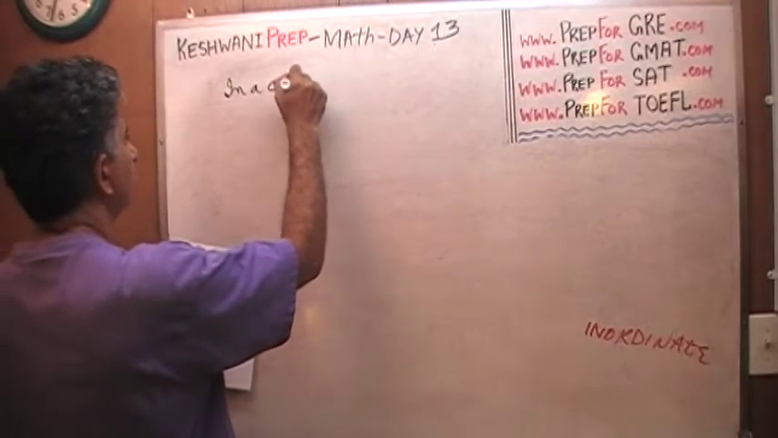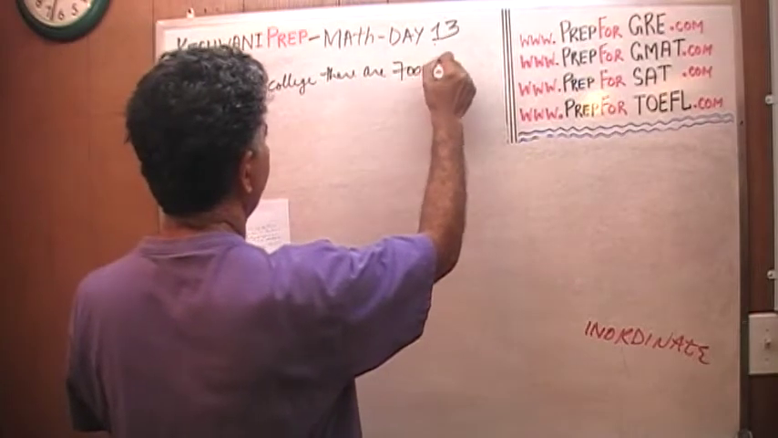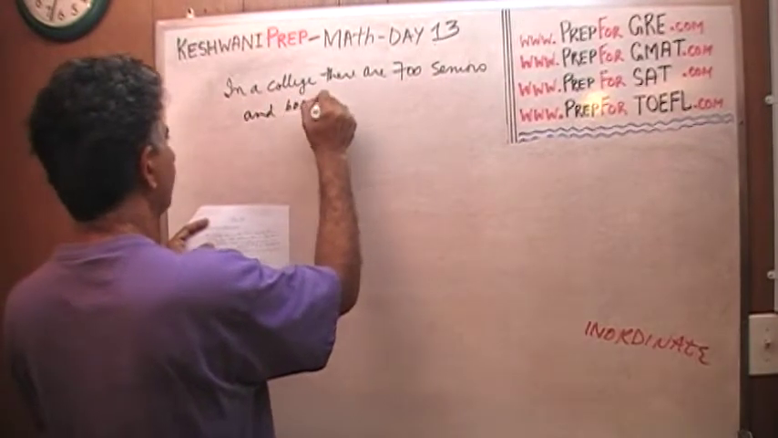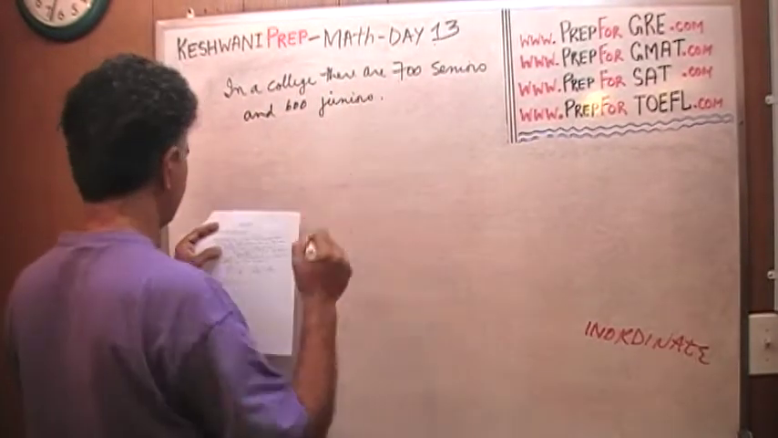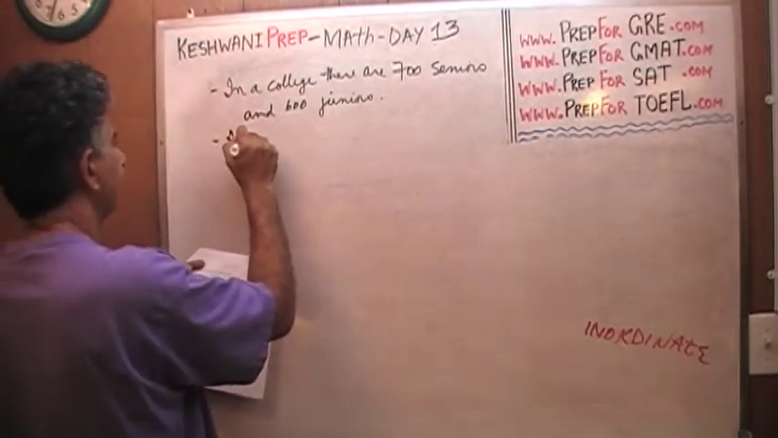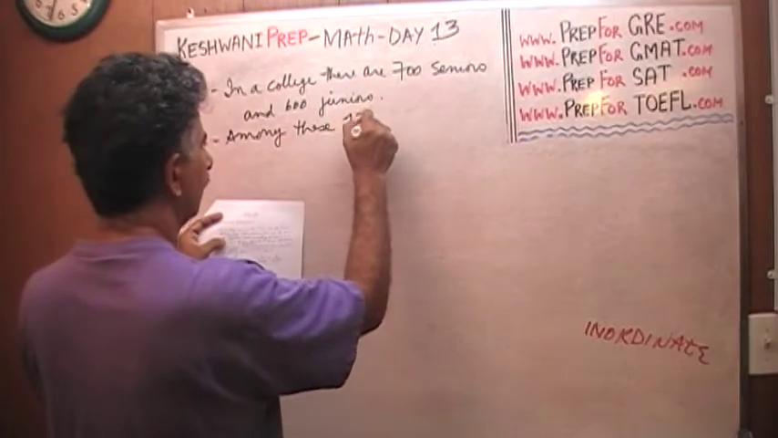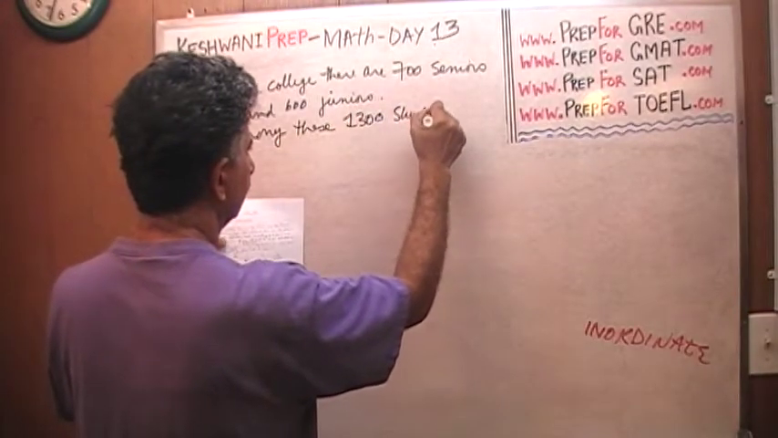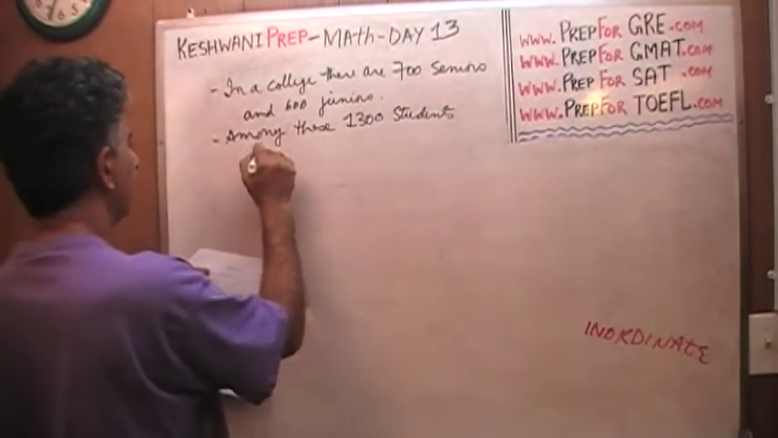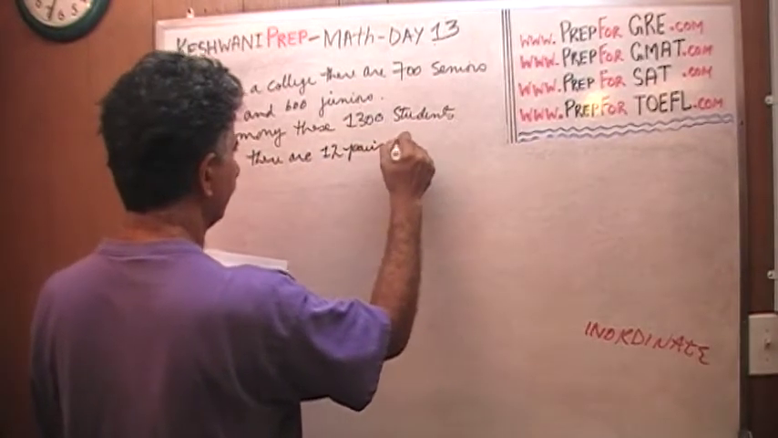In a college, there are 700 seniors and 600 juniors. So far so good. So we have 700 seniors, 600 juniors. Among these 1300 students that we are told that there are 12 pairs of twins.